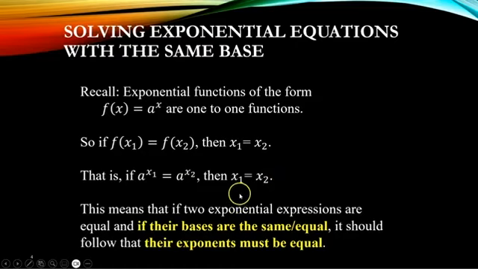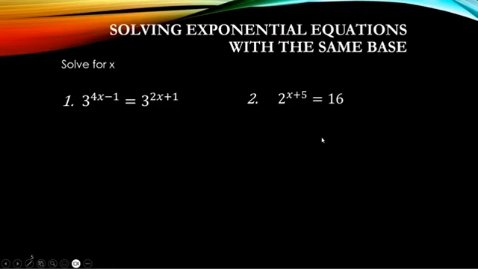This means that if the two exponential expressions are equal and their bases are the same, it should follow that their exponents must be equal. So let's try that in some examples. So how do we solve this? First, let's look at the example. Both of them have base 3.